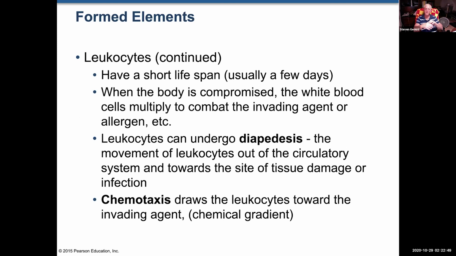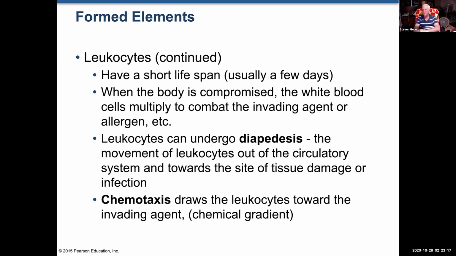Okay, so that's an important feature, a big difference between red blood cells and white blood cells. White blood cells can do diapedesis. They can leave the circulatory system, go into the tissue, and fight where the infection is. And when they're there, they release these chemicals. These chemicals draw other leukocytes to it by a gradient. They follow the gradient towards this chemical. This is called chemotaxis.